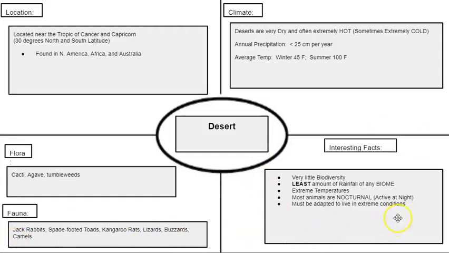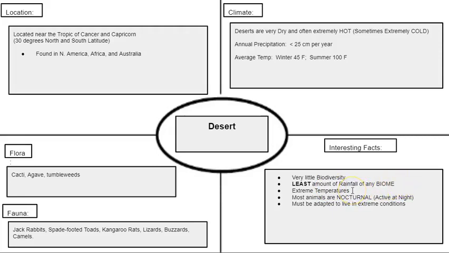So lastly is your interesting facts section, and remember this is very important to know all of these facts. So it's going to have very little biodiversity in this biome. It's also going to have the least amount of rainfall of any biome. This is very, very important that you guys know this.